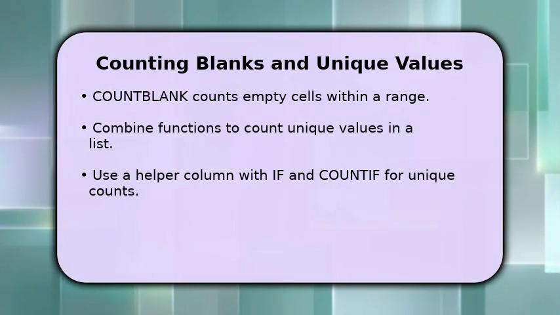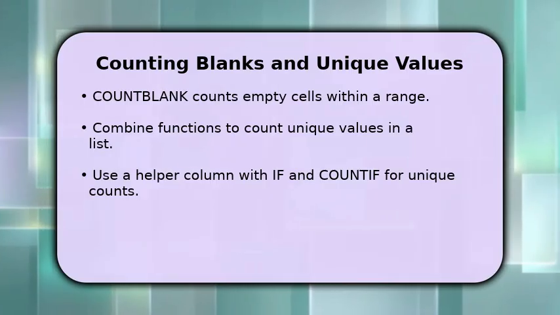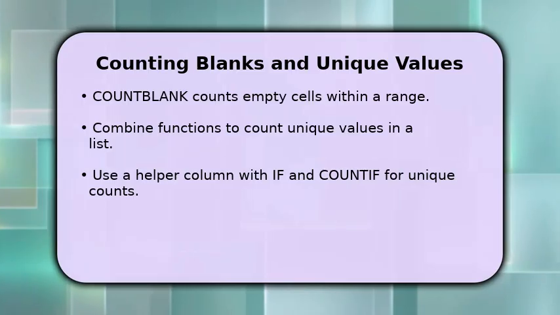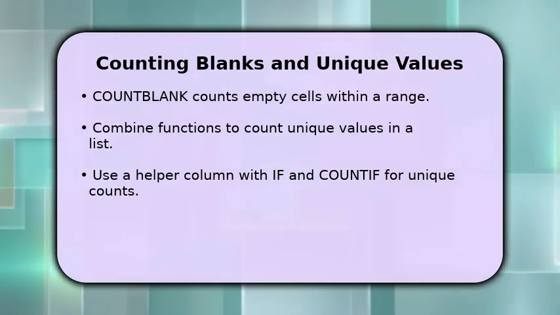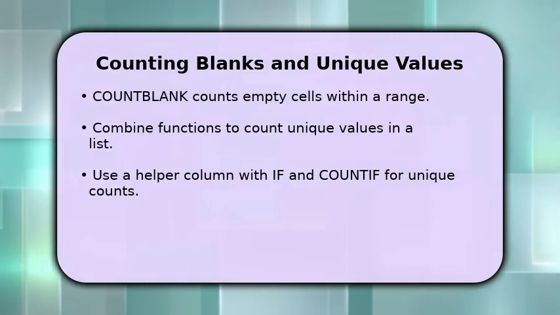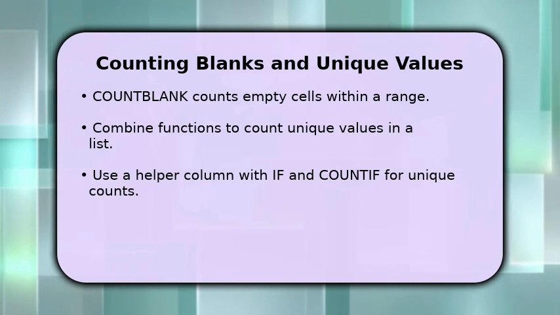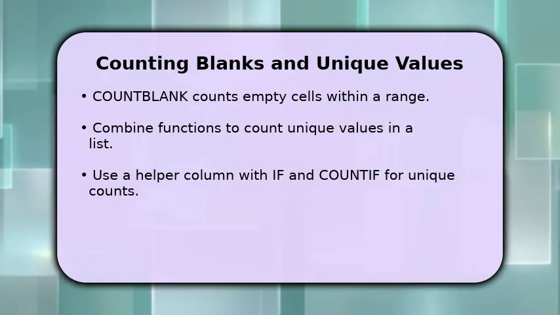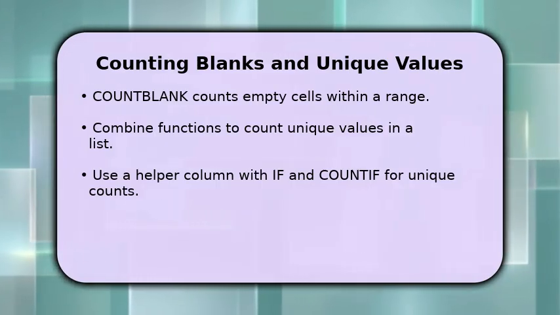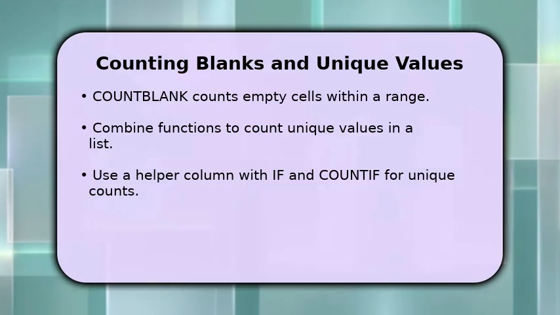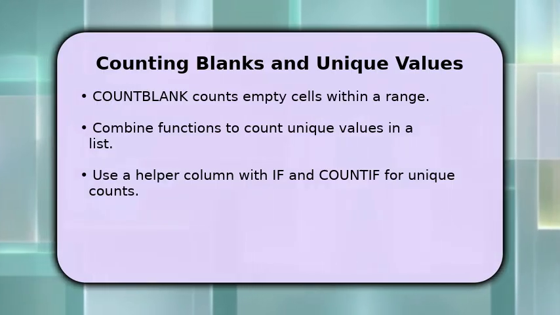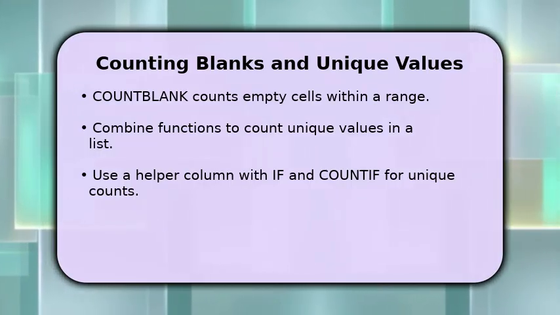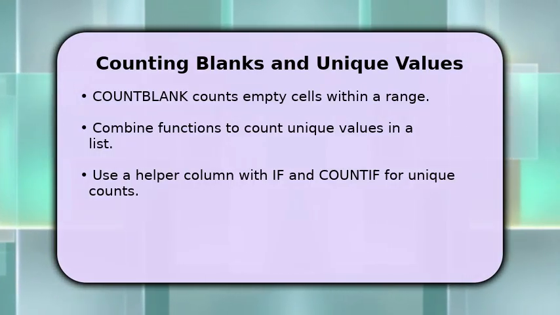Finally, let's look at counting blank cells and unique entries. The COUNTBLANK function is straightforward, simply tallying all empty cells within a selected range, which is useful for data validation. Counting unique values is a bit more advanced, often requiring a combination of functions like SUMPRODUCT and COUNTIF or a helper column. For example, you might use a formula to determine how many distinct product names appear in a list of 1,000 items. These techniques offer deeper insights into your data's structure.